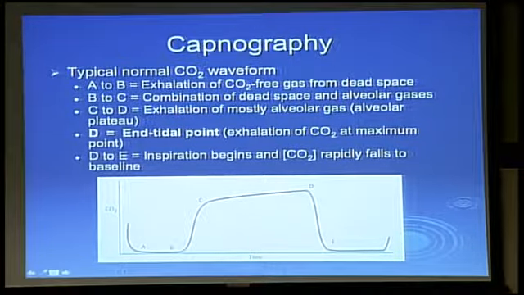So the normal CO2 waveform, this place from A to B, is the exhalation of gas that's free of carbon dioxide from the dead space. And then in this portion from B to C, you're getting a combination of dead space and alveolar gases. From C to D, that's where the majority of the CO2 is exhaled. So this is mostly alveolar gas coming out. And then D is the end tidal point. So that one number that you're getting on the CO2 monitor reflects the value at D. It's the peak there. And then from D to E, you have inspiration. The expired CO2 falls back to the baseline.